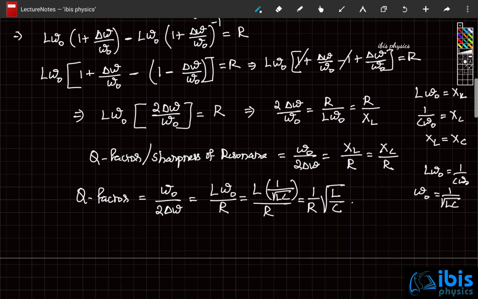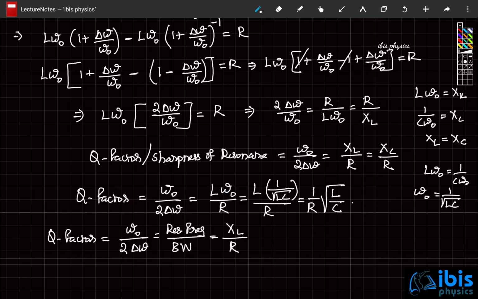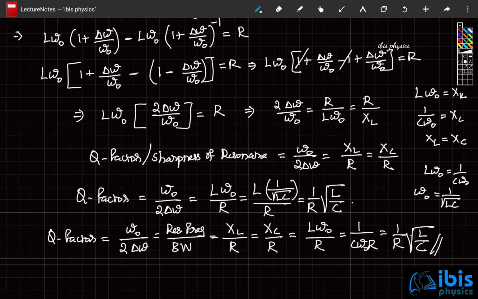So there are very many terms for quality factor. The Q factor is defined as the ratio of resonance frequency to bandwidth. And resonance frequency to bandwidth happens to be XL by R. It can also be XC by R. XL means L omega naught by R, or 1 by C omega naught R. In other words, it is 1 by R into root over L by C. These are the forms of the quality factor.